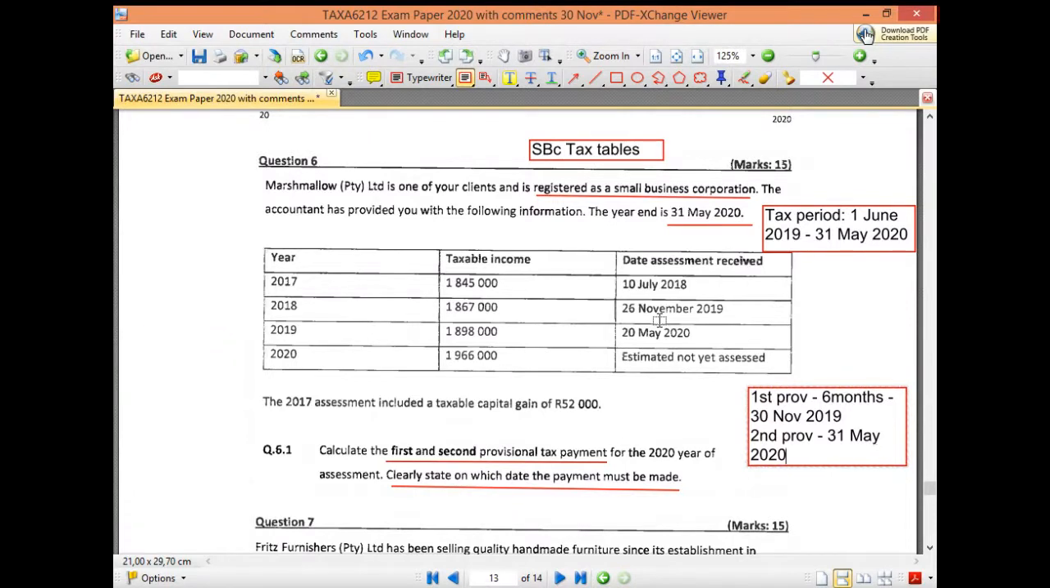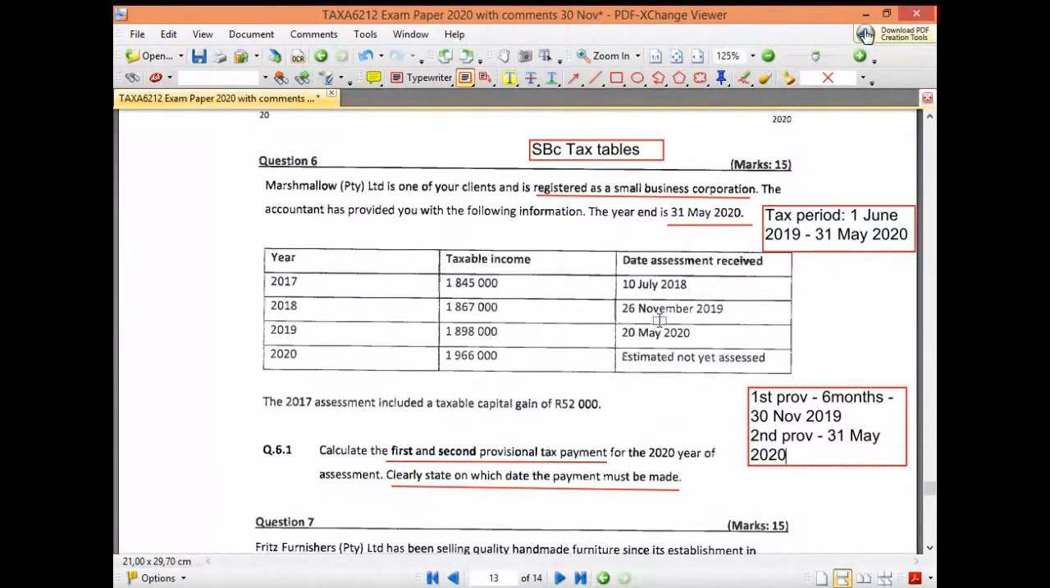So that means we can't use the 2018 one either. So we actually have to use the 2017 return for our basic amount. But that is older than 18 months, which means I need to increase it by 8% for every full year. So that would mean 2 tax years have already passed. So I will increase it by 8% for 2 years to get to the adjusted value, and then work out the first provisional tax payment.